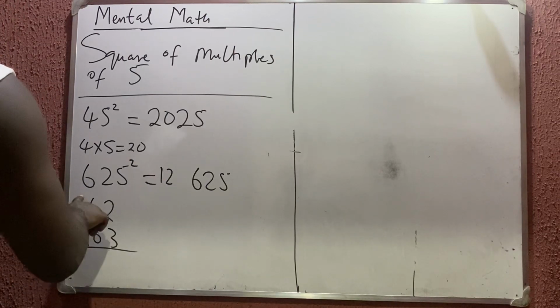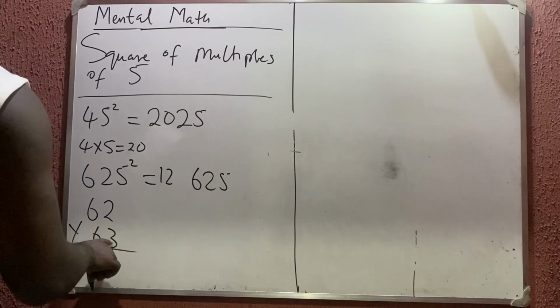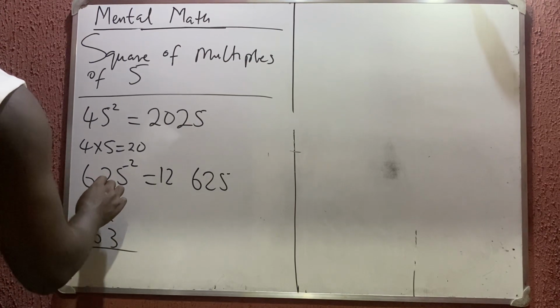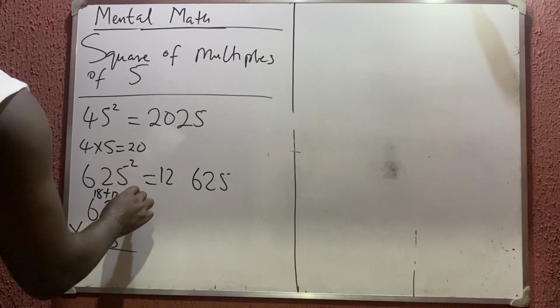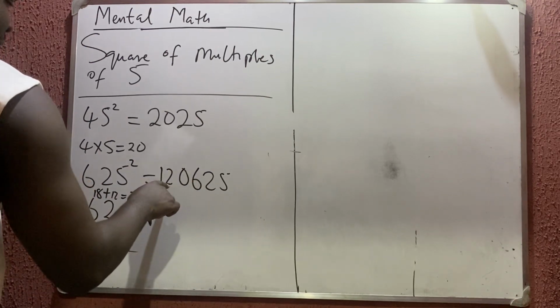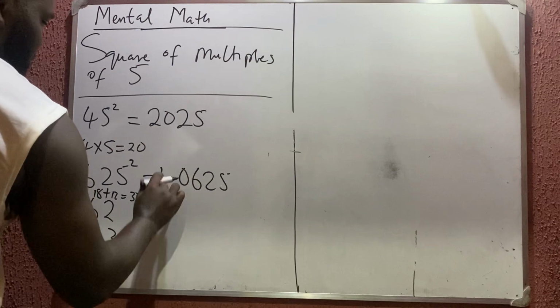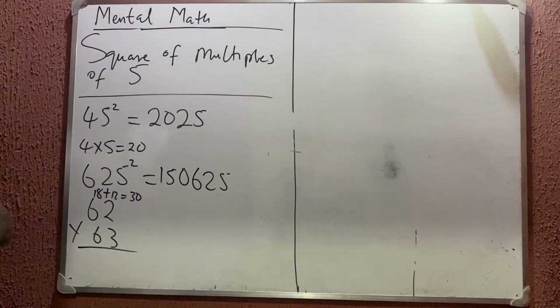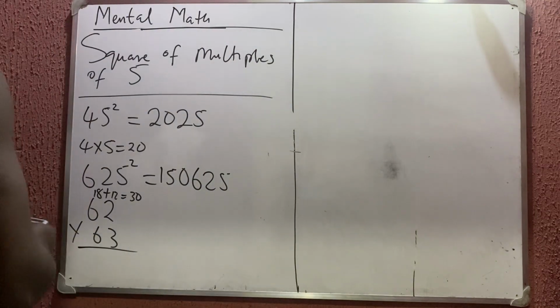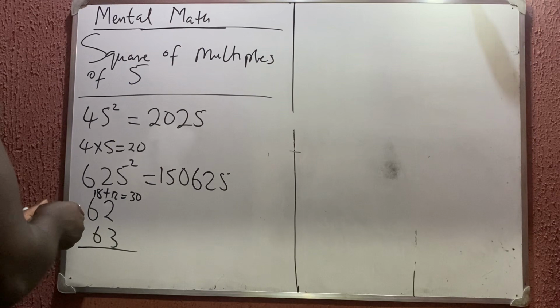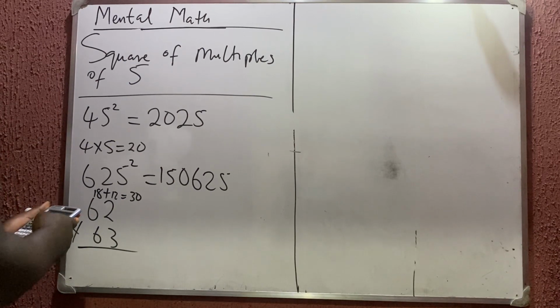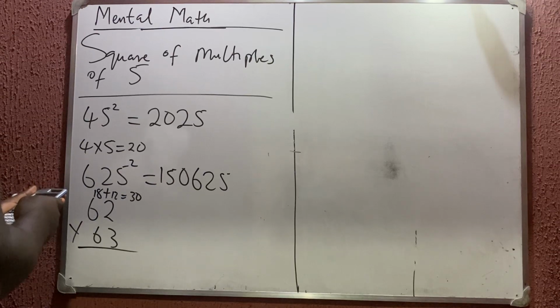Then to get the middle one, do cross multiply. So this will give you 18 plus this will give you 12. So both of them give me 30. So I'll write 0, carry 3 and put here. So this plus this will give you 5. So the answer to 625 squared is what? 625 squared is giving me 390625.